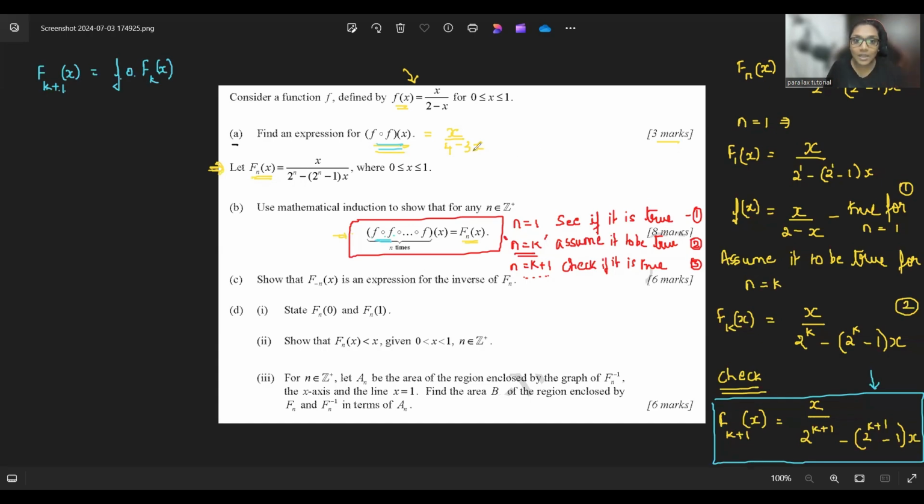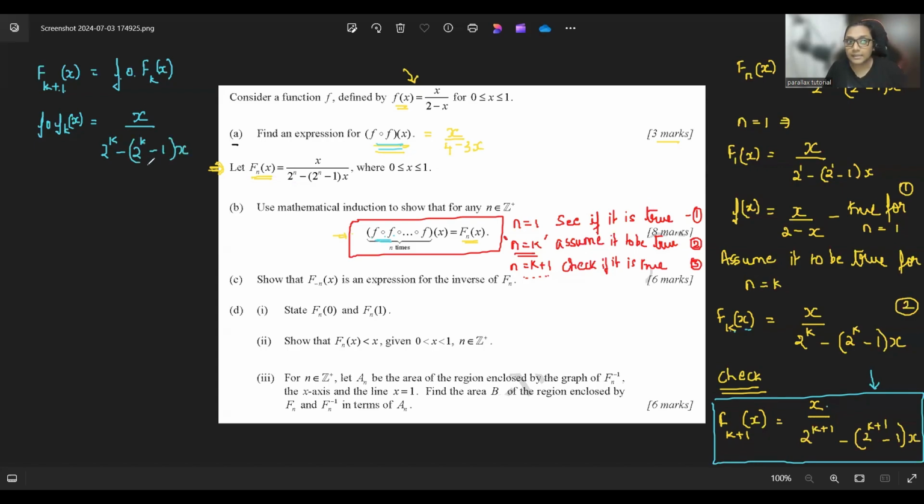Instead of x, we will put f of kx in the function, right? Okay, let's do that. So f of fk of x, that's what we are trying to do here. Now, instead of x, we will put fk of x, which is x by 2 to the power k. You have to be very, very careful with the process over here.